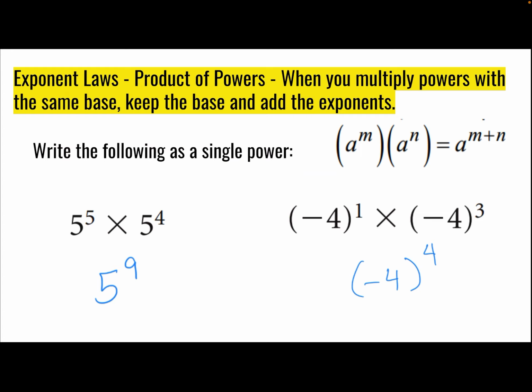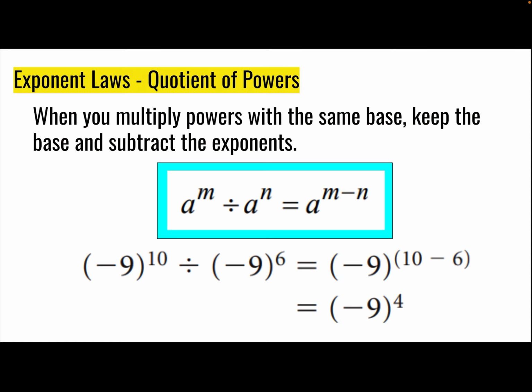Second example, negative 4 to the 1 times negative 4 to the 3. I keep the negative 4 as my base, and I add the 1 plus the 3. Now remember, we don't always write that 1, because sometimes we're lazy. Any number that doesn't have a power or an exponent, we will say is to the exponent 1.